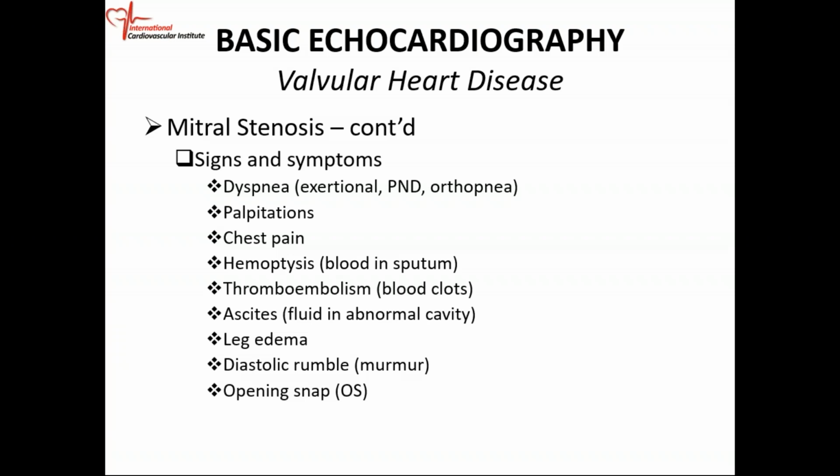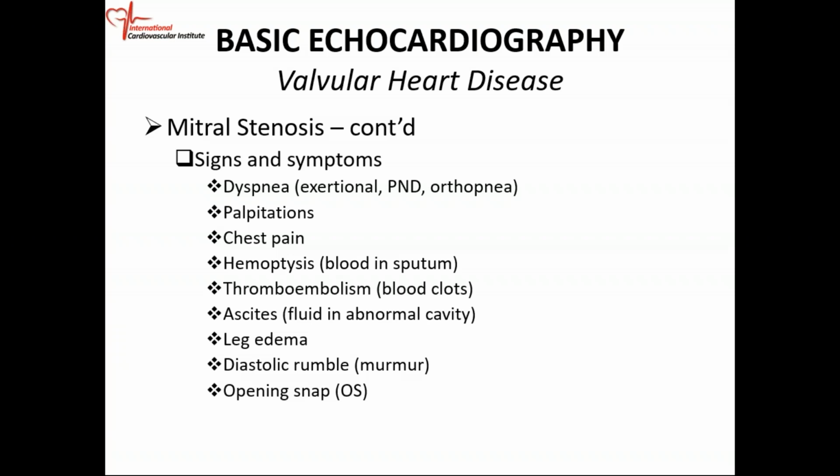The classic murmur for mitral stenosis is what we call a diastolic rumble, because the mitral valve doesn't open to its full extent, so there's turbulent flow. When the mitral valve tries to open, the blood flowing across the mitral valve is going to experience turbulence, and that turbulence you hear is what we call a diastolic rumble. And when the mitral valve tries to open, we talk about the S2 opening snap.